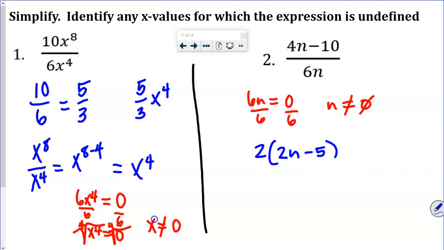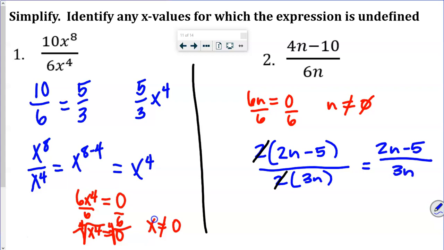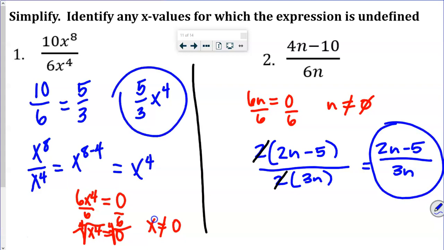And then what can be factored out of the denominator? Another 2, right? So that's going to give us what? 3n, right? So what do you notice cancels out? What do we see on the top that's also on the bottom? Yes, the 2. Okay, so that's going to give us our answer, whatever's left. So it's going to be 2n minus 5 over 3n. And that is our answer, okay? Got it? This was our answer over here. This is our answer here, okay?